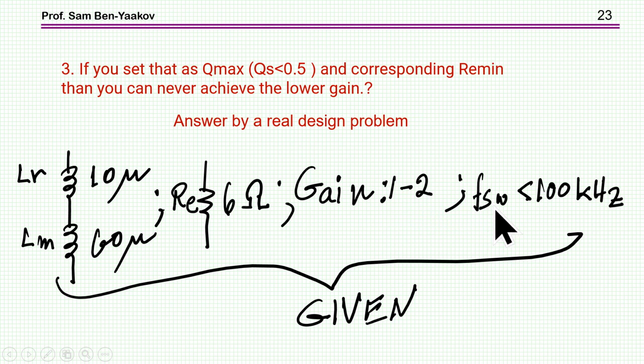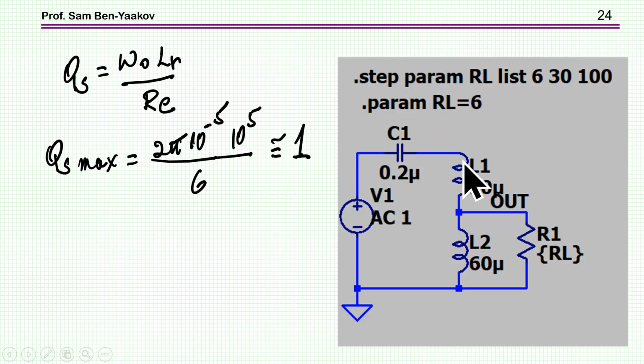Now, we would like to have the frequency in the range of 100 kilohertz, and maybe a little bit lower than that, certainly not much higher, and certainly not much lower. Okay? So this is a given problem. So now, I'm finding for this particular case, with this resistor, 6 ohm, these inductors, and for the 100 kilohertz, what is the Q? And I find that the Q sub S is 1.